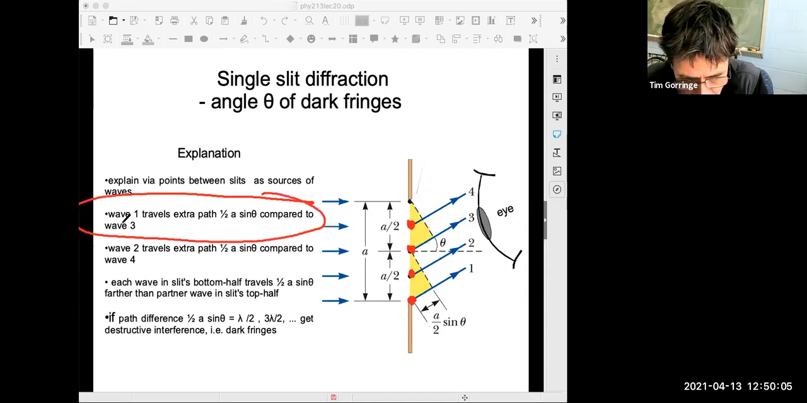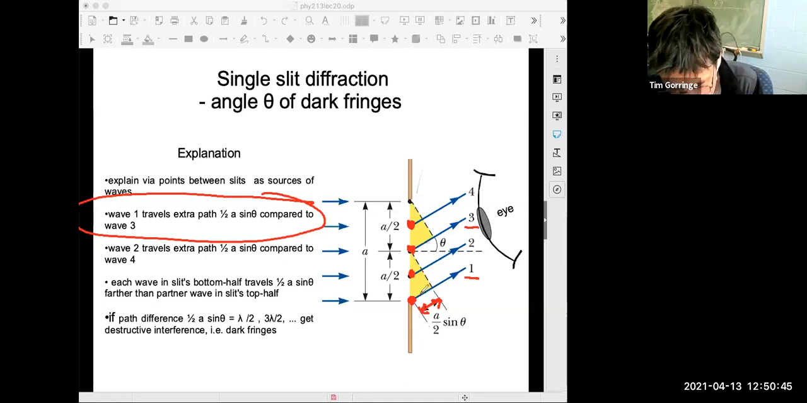This bullet here says, imagine the extra distance that is traveled by wave number 1 compared to wave number 3. So we're talking about, here's wavelet number 1, here's wavelet number 3 as they travel to the eye. The extra distance traveled by wave number 1 compared to wave number 3 is this distance here. This is the extra distance.